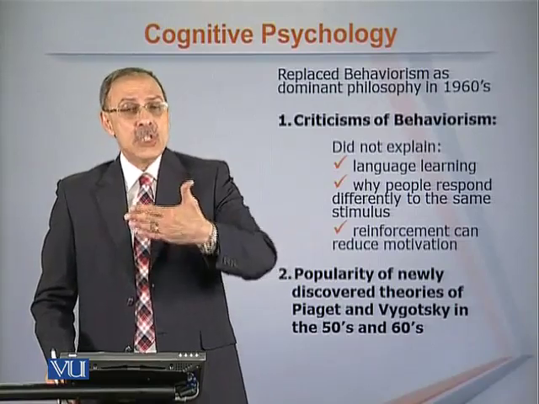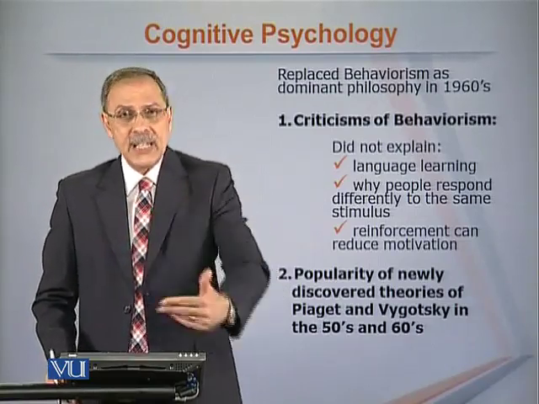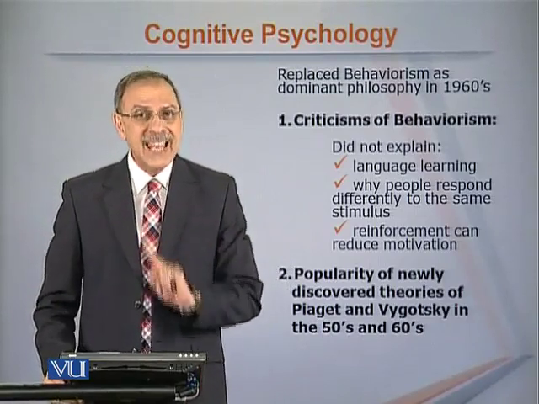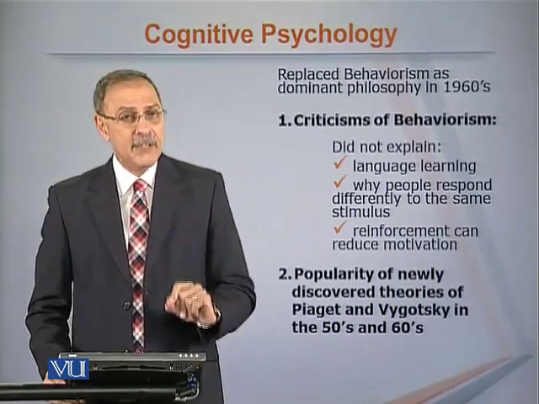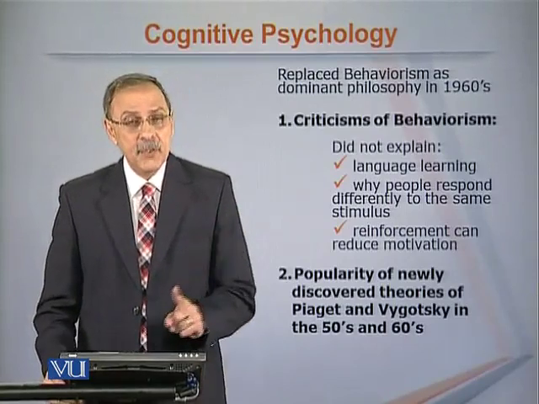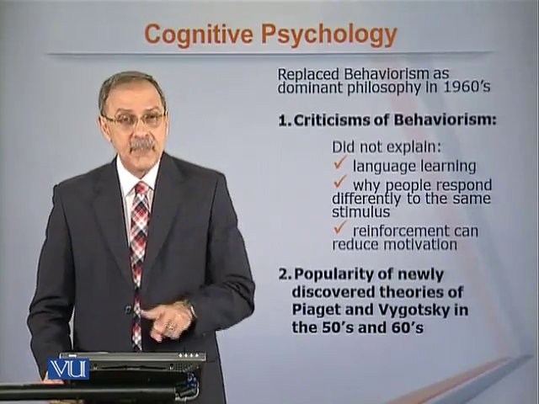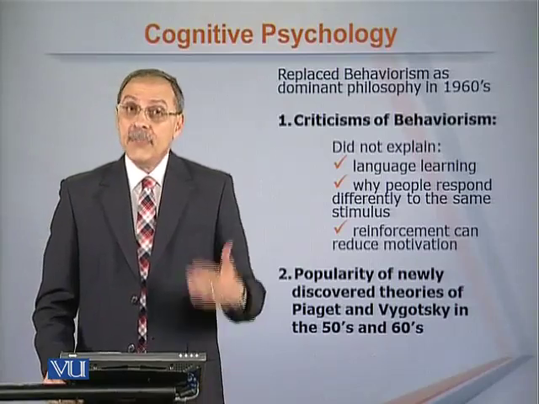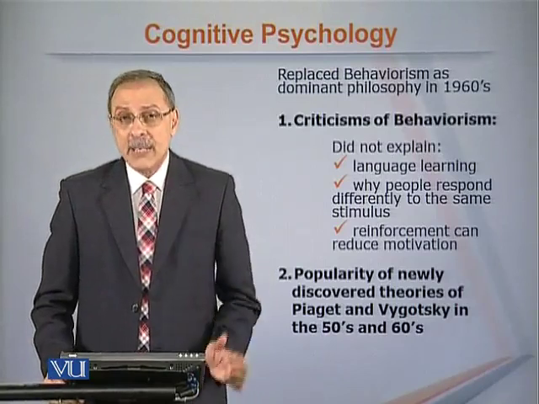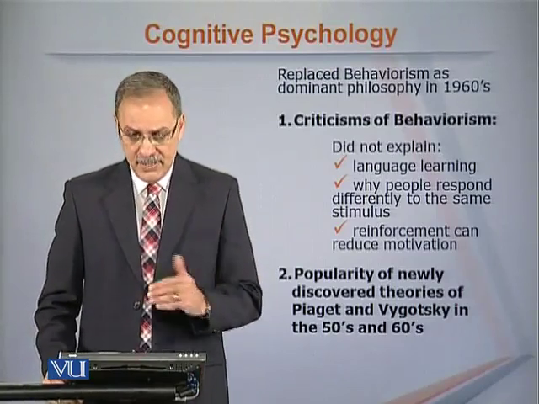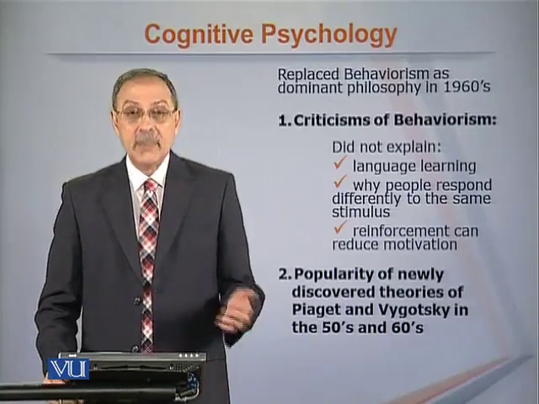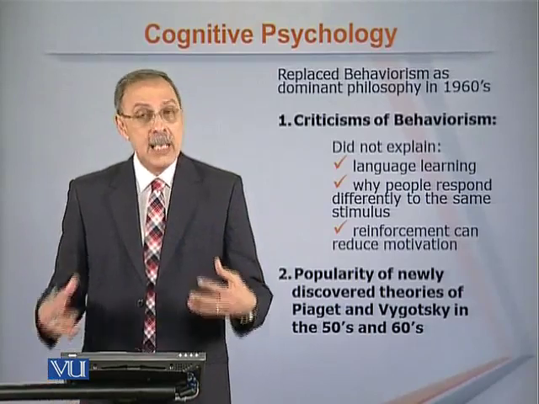The teacher is sharing the information, is transferring the information to the students, but all students do not get the same amount of information or learning from what the teacher does. Different individuals respond differently to stimuli, and that was a weakness of behaviorism because it was not able to explain why that happens. And number three, it did not explain reinforcement can reduce motivation.